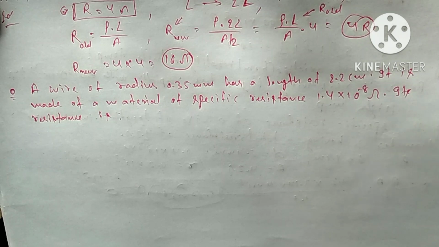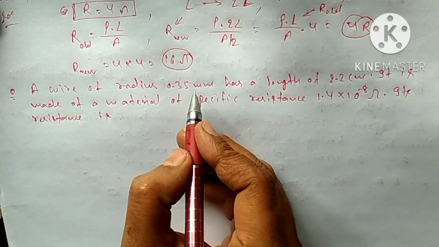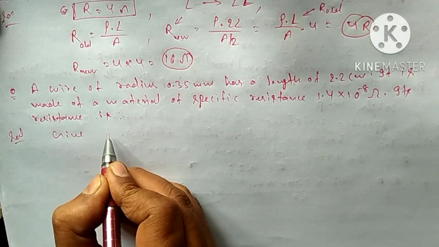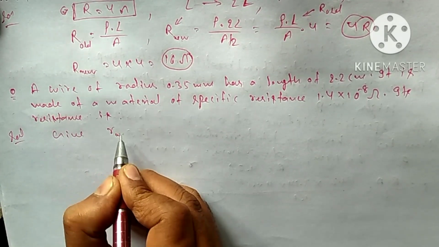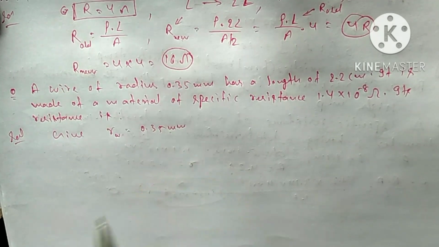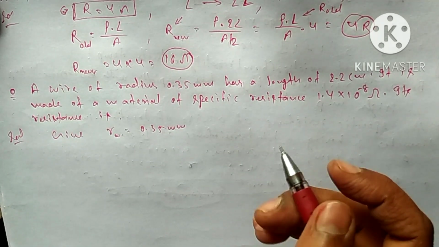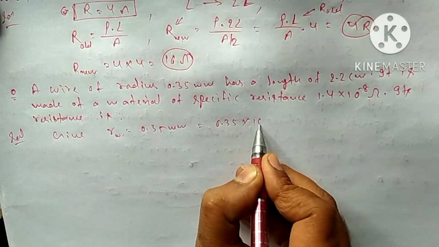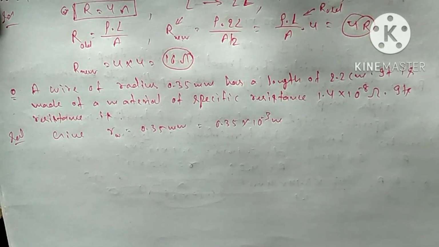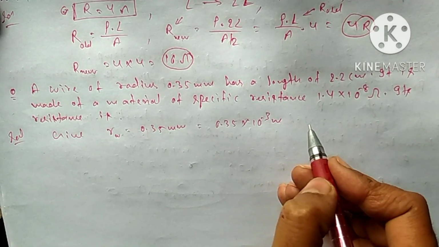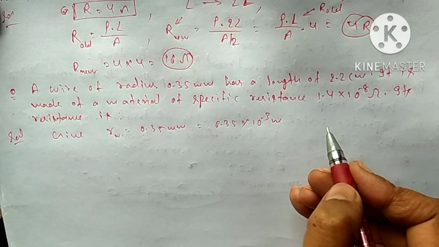Here is another question. A wire of radius 0.35 mm. So the given radius of the wire is 0.35 mm. It can be converted into meter: 0.35 multiplied by 10 to the power minus 3 meter. I hope you are all able to understand how we convert mm to meter.